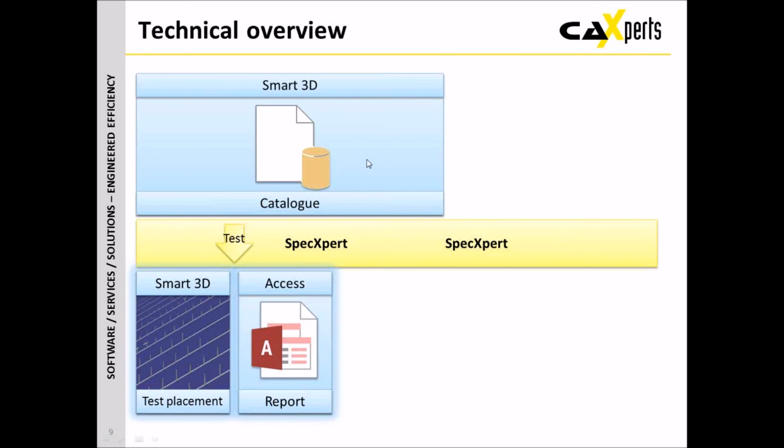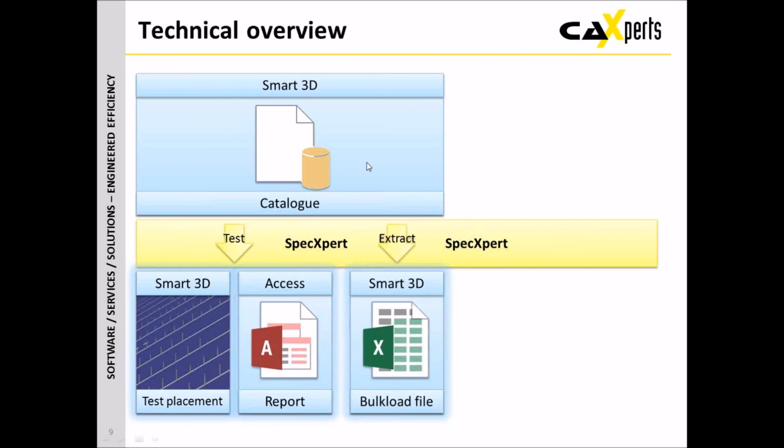The other side of it is we have on the bulk load files the ability to extract the bulk load sheets directly from the Smart 3D catalog. Now we have had a few requests where companies have accidentally deleted their bulk load files, and trying to get back to those manually is a bit of a nightmare. So this has come in very handy in terms of regeneration of those bulk load sheets.